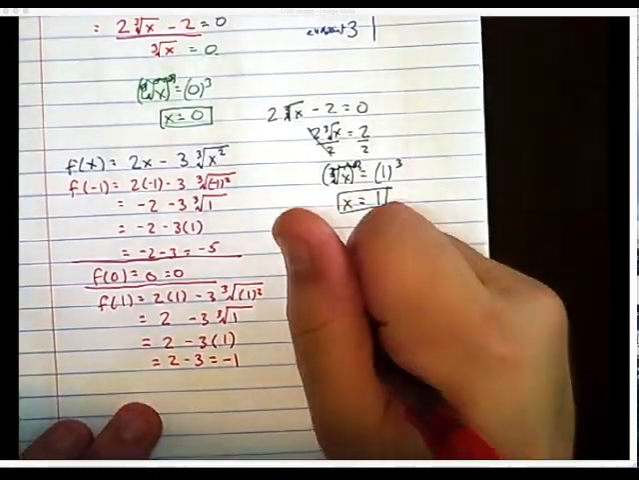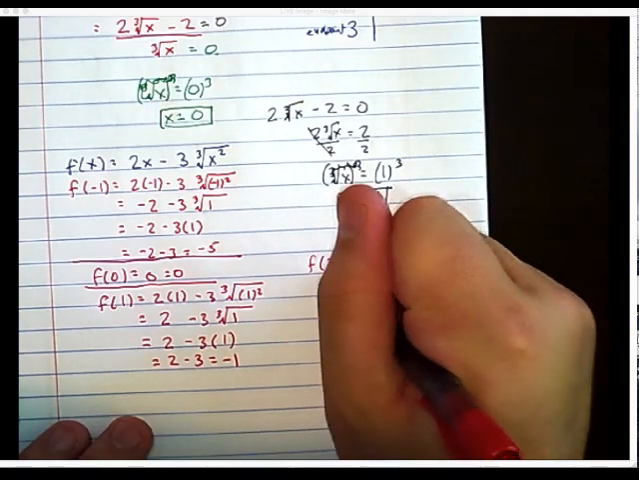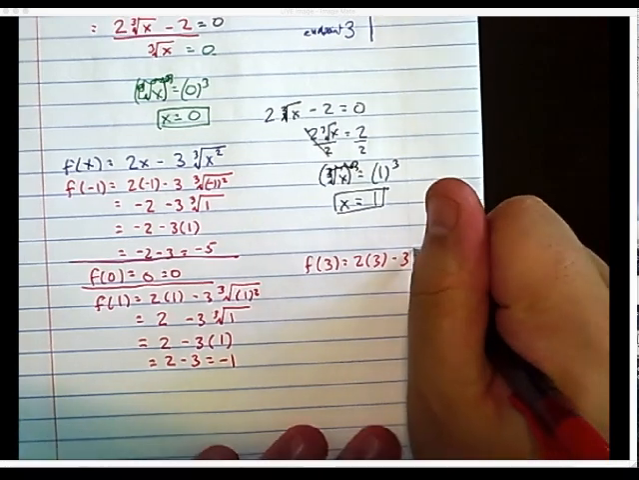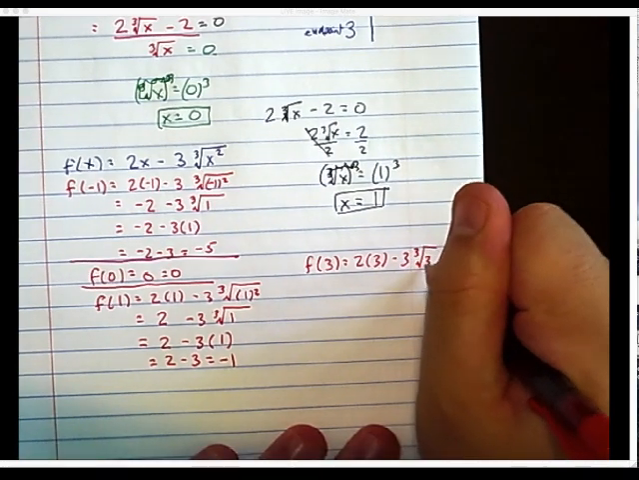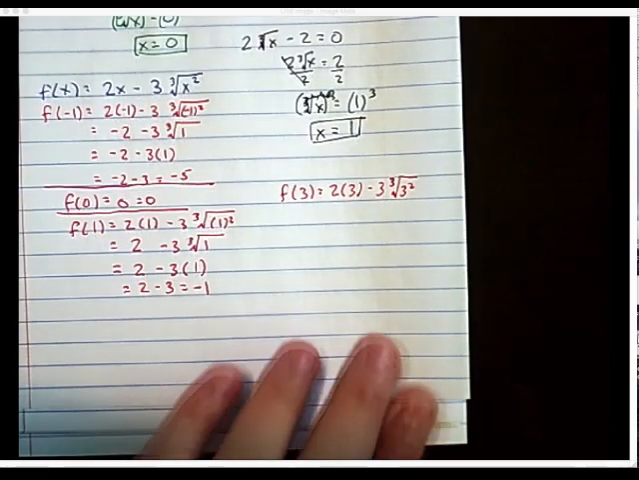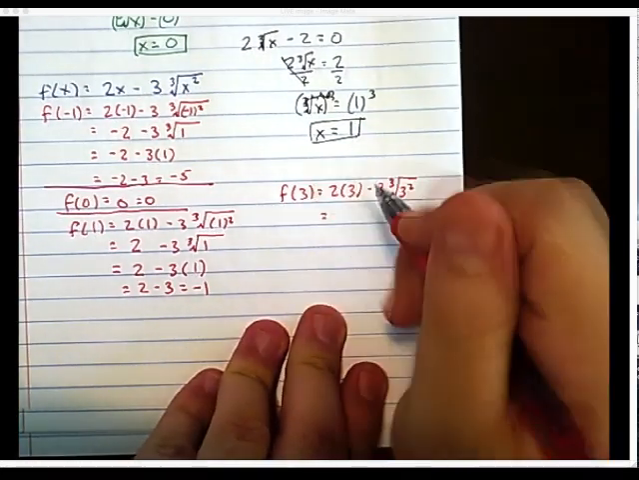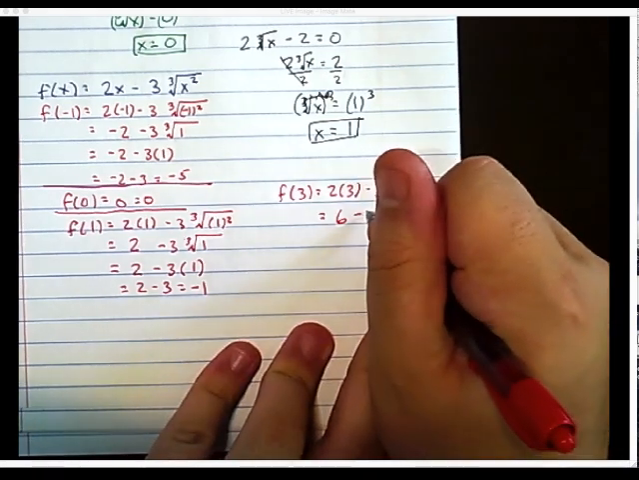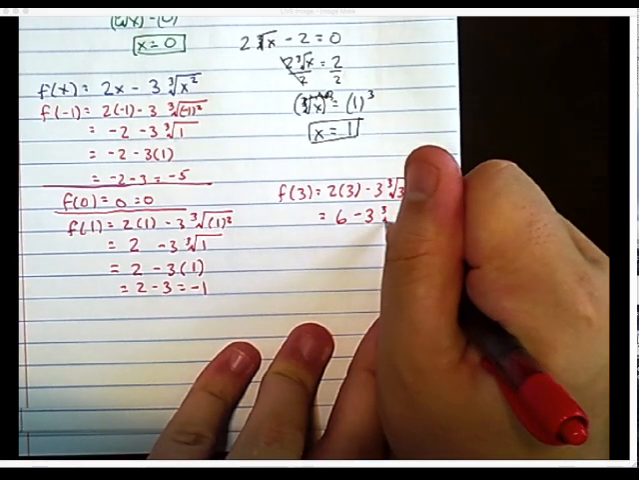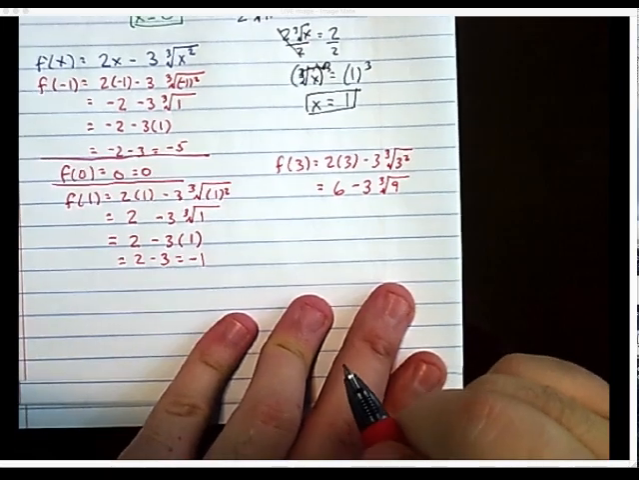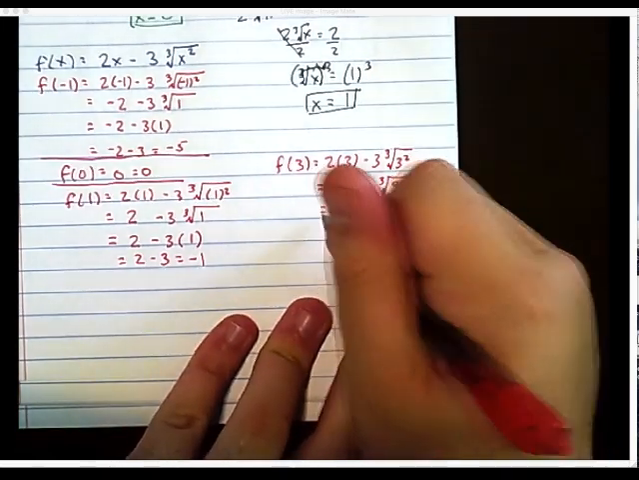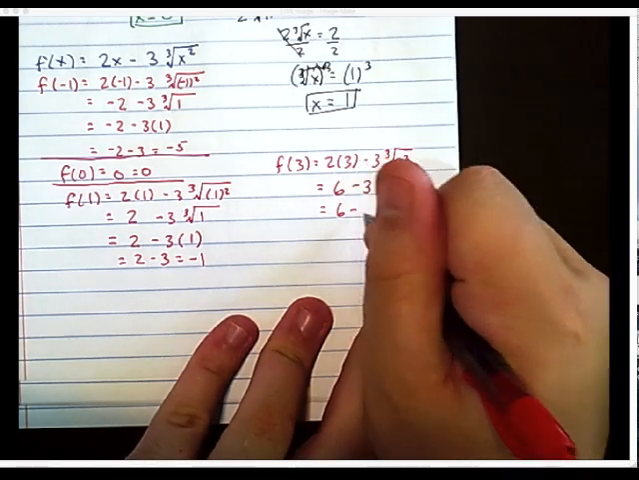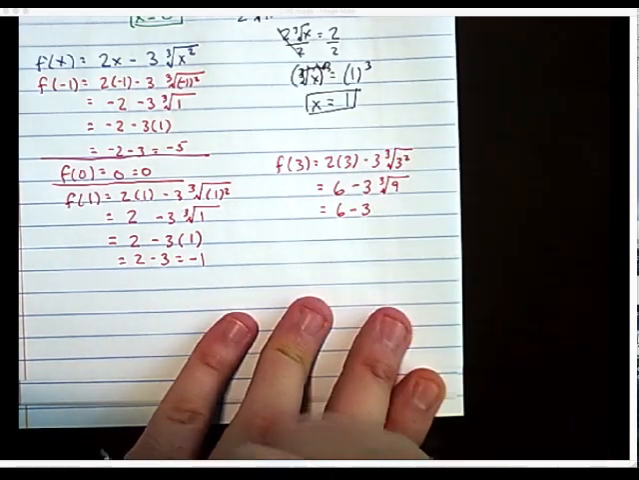And find f of 3. 2 times 3 minus 3 times the cube root of 3 squared. So 2 times 3 is 6, minus 3 times the cube root of 9. Now, I don't know what that is without a calculator.